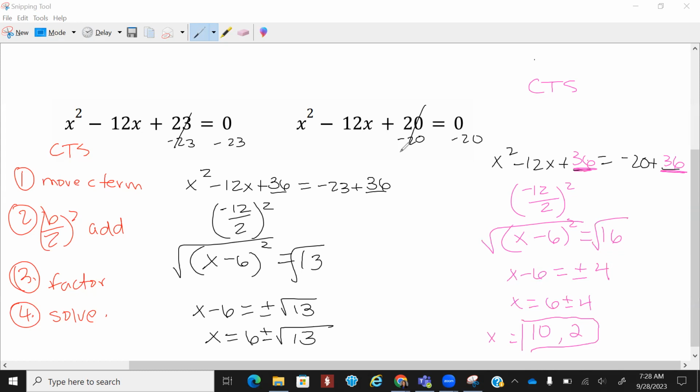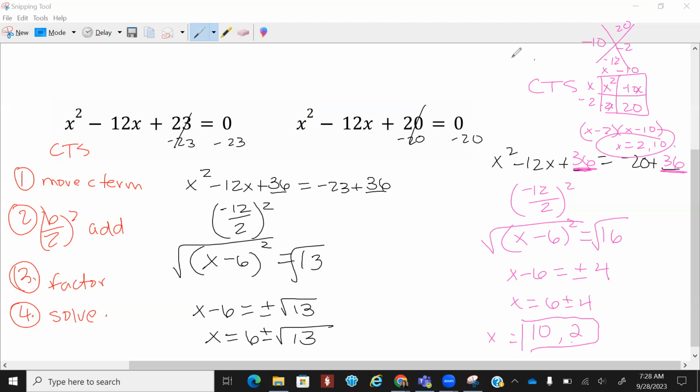Now we could have factored this. Could have factored it. And if we would have done that, this is what we would have gotten. I'm going to do it kind of quickly just to show you that it works. So x minus 2 times x minus 10. So x would equal 2 and 10. Notice how I got the exact same answer when I factored versus when I completed the square. Just a different way to do it.